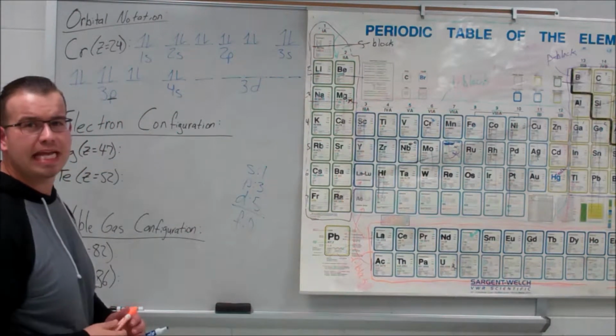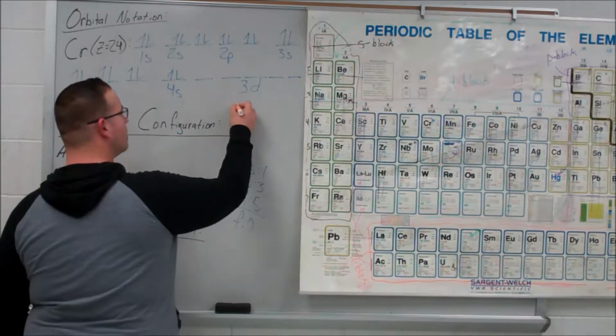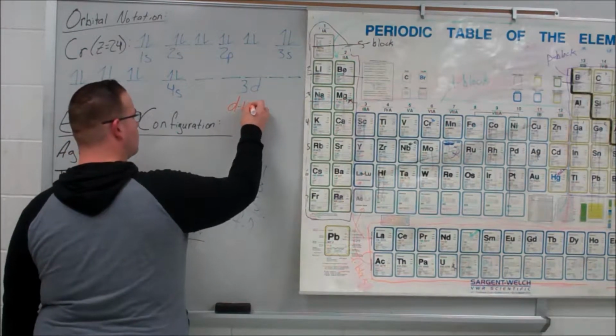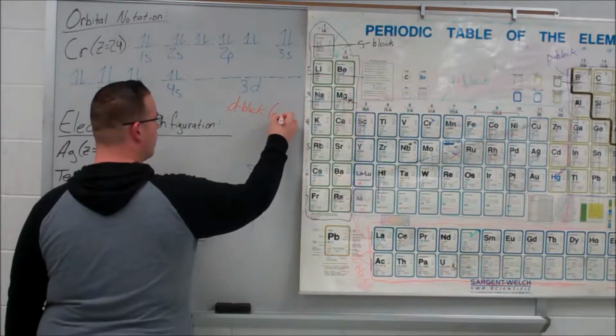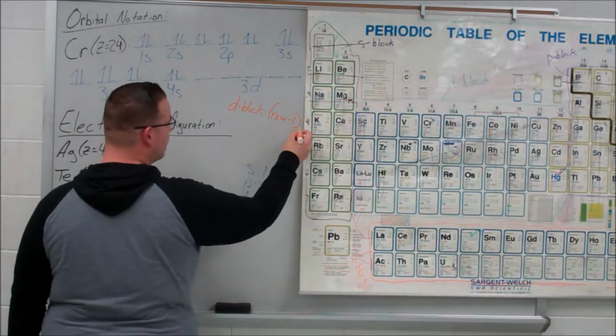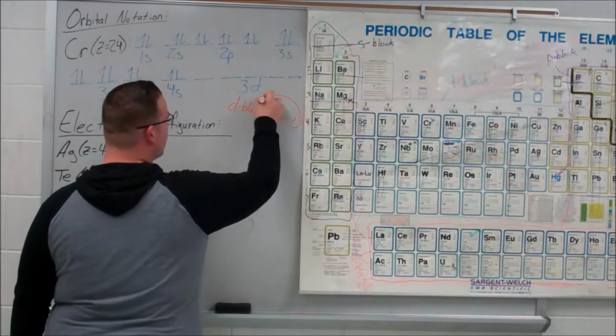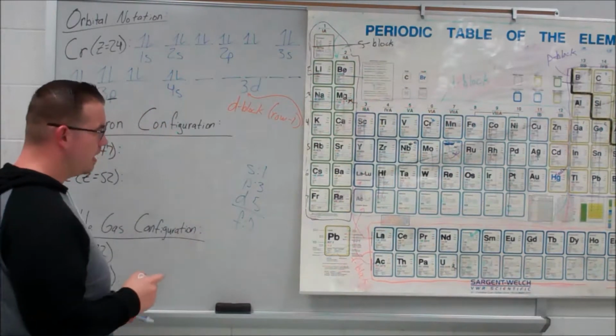How do I know it's a 3D? Because for the D block, you will always take the row minus 1, and that'll give you the number you're looking for there.